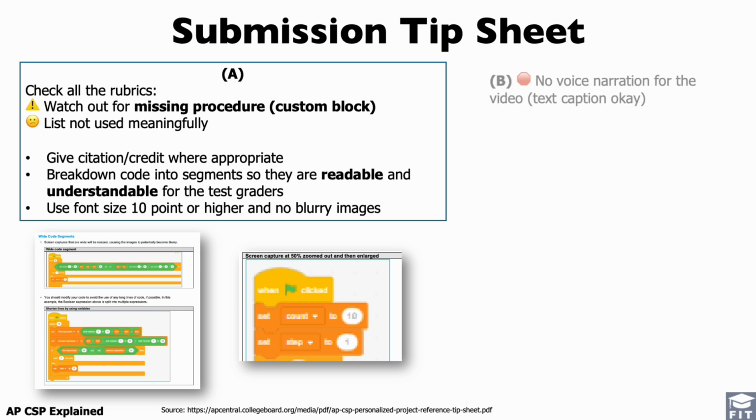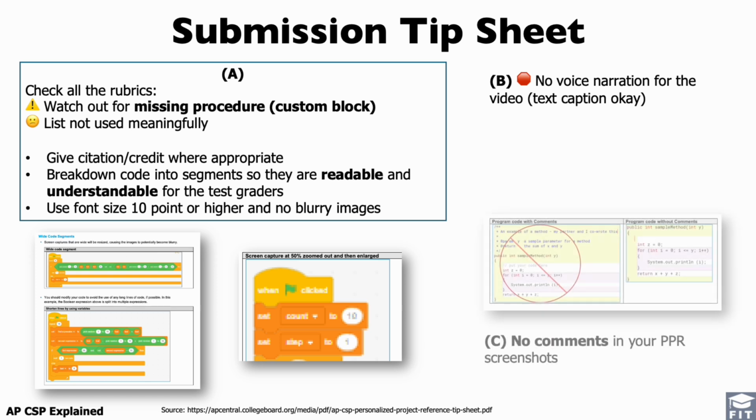For Component B, no voice narration in the video. Text captions are okay and encouraged to help clarify what's happening. For Component C, do not include any comments in your PPR screenshots. Make sure the screenshots are clear and easy to read.